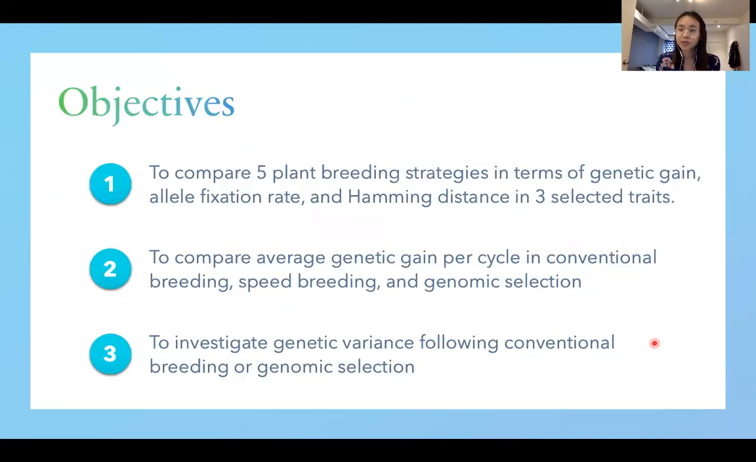So the objectives of this study were to first compare 5 plant breeding strategies in terms of genetic gain, allele fixation rate, and Hamming distance in 3 selected traits. Secondly, to compare the average genetic gain per cycle in conventional breeding, speed breeding, and genomic selection. And thirdly, to investigate the genetic variance following conventional breeding or genomic selection.